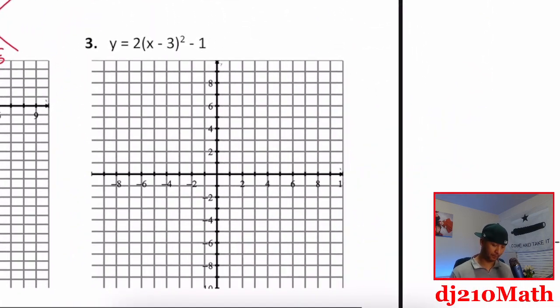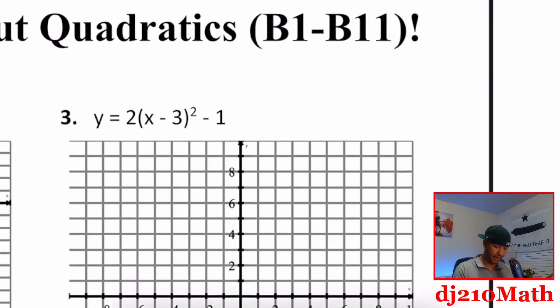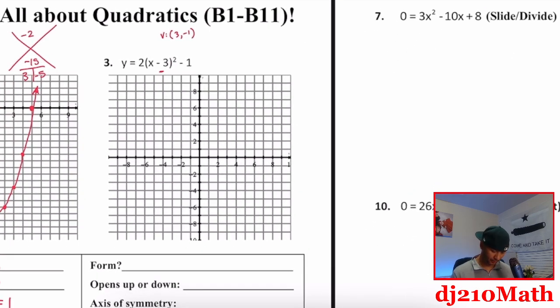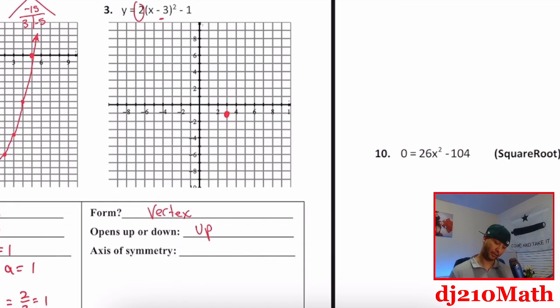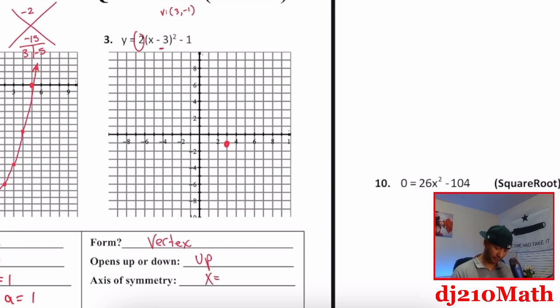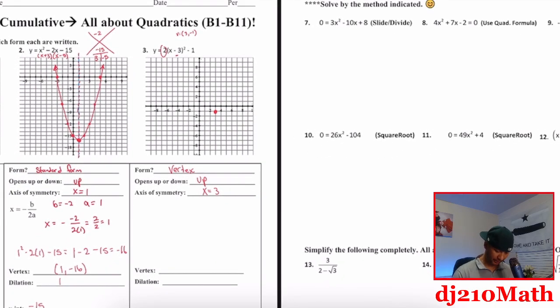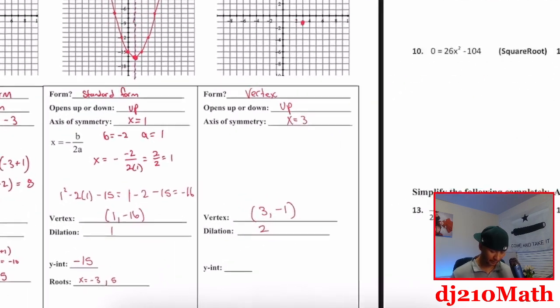All right, this is vertex form. The thing that we can see is that the vertex is going to be at (3, -1), right? Inside lies, outside tells the truth. So that's the vertex. It's in vertex form. It opens up because a is positive, right? That's a positive number outside. Axis of symmetry is definitely going to be x equals 3, right? Because it goes through the vertex, the x component. I don't even need to do any math. Dilation is 2. It's always the a value.